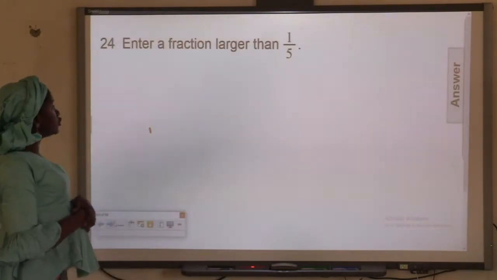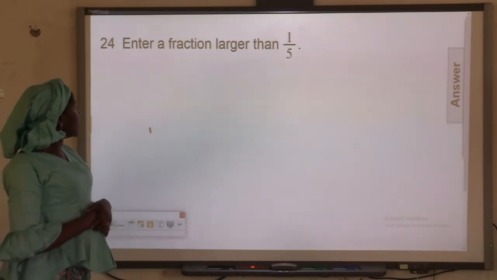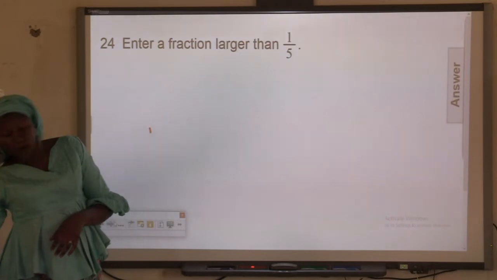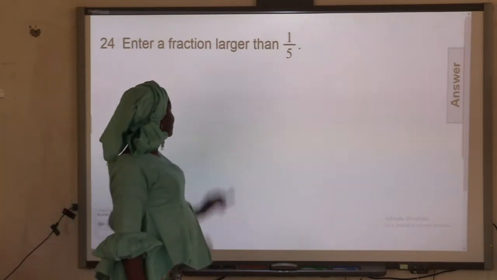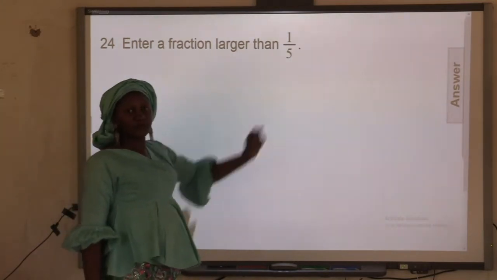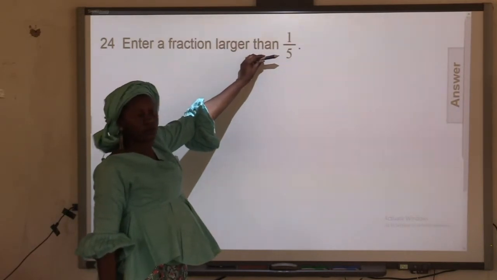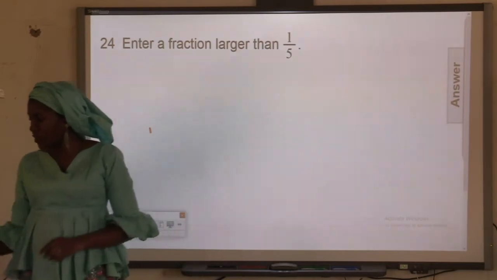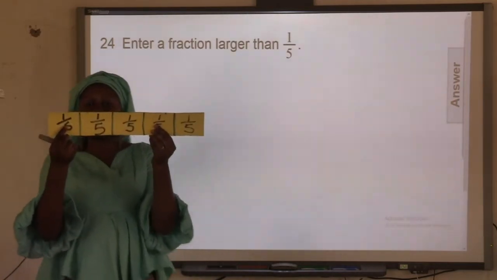Enter a fraction larger than 1/5. So we are going to look at fractions which are greater than 1/5, because larger than is the same thing as greater than. We want a fraction with the same denominator which is greater than 1/5. By looking at this chart, here is 1/5.